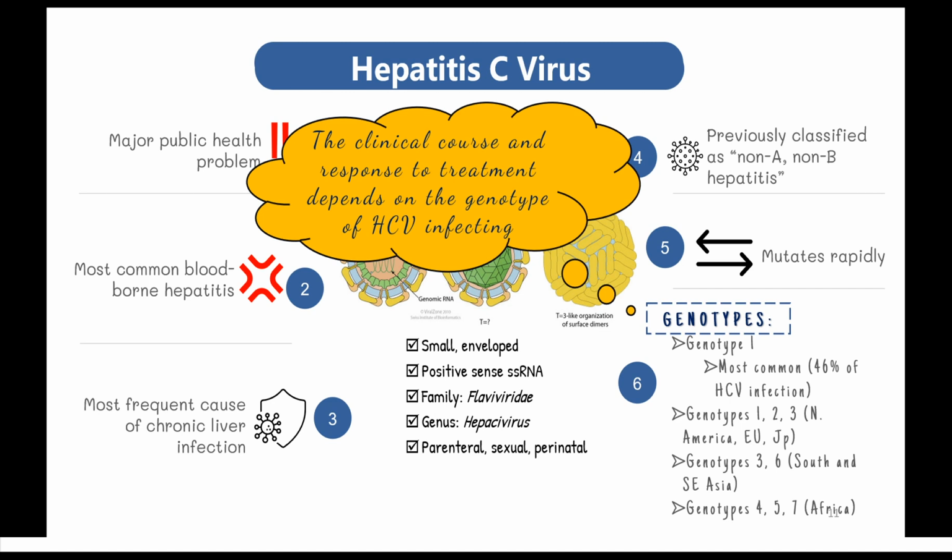Example, genotype 1. 'Di ba genotype 1 ang pinaka-common na Hep C sa US? Among the 7, genotype 1 is the most aggressive genotype of hepatitis C. Tsaka genotype 1 din ang pinaka-difficult to treat. Kaya si genotype 1, iba ang set of treatment for genotype 1. Genotypes 2 and 3, for example, they are less aggressive and they are easy to treat. Tsaka iba din yung set of treatment for genotypes 2 and 3. As for other genotypes, iba, no?